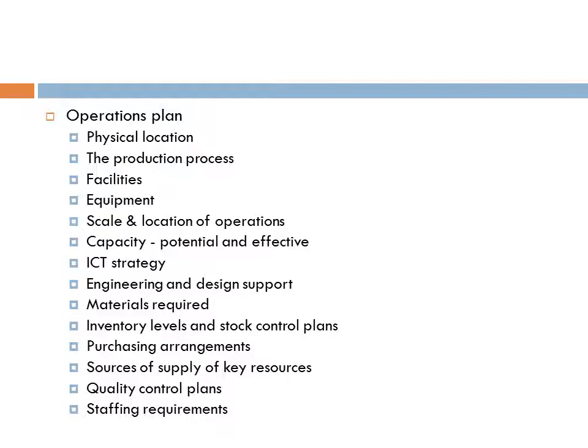The equipment that we have in order to fulfill the transformation process. The scale and location of operations, so how big does it need to be? The capacity of our business, how big, how much can we actually do? How much can we make? How much can we sell? Both now and in the future. ICT strategy, how are we going to use the internet, for instance? Engineering and design support, do we design things ourselves or do we ask other people to do them for us? What materials do we need? What inputs? Inventory levels and stock control, do we hold lots of stock?